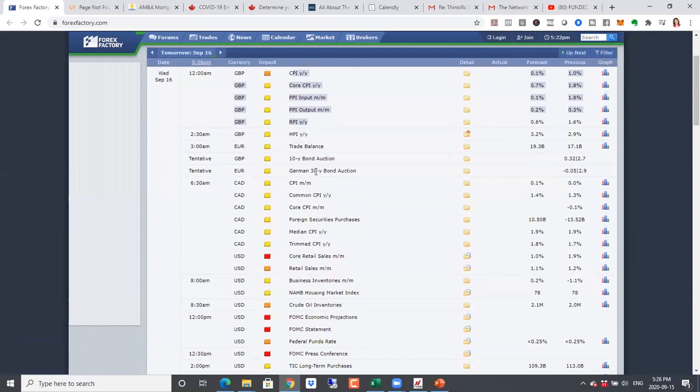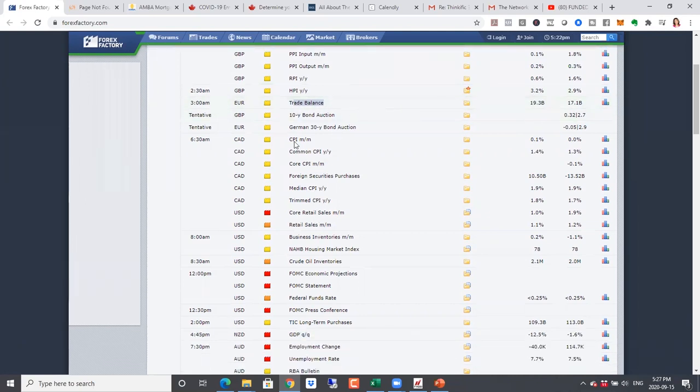We also have trade balance numbers here. These are always important. We are expecting a higher number. If this number meets the expectations, that would be good for the euro. We have CPI numbers, again inflation numbers, for Canada as well. The Canadian dollar didn't do that great today, so if the numbers are below expectations, that will have a negative impact on the Canadian dollar.